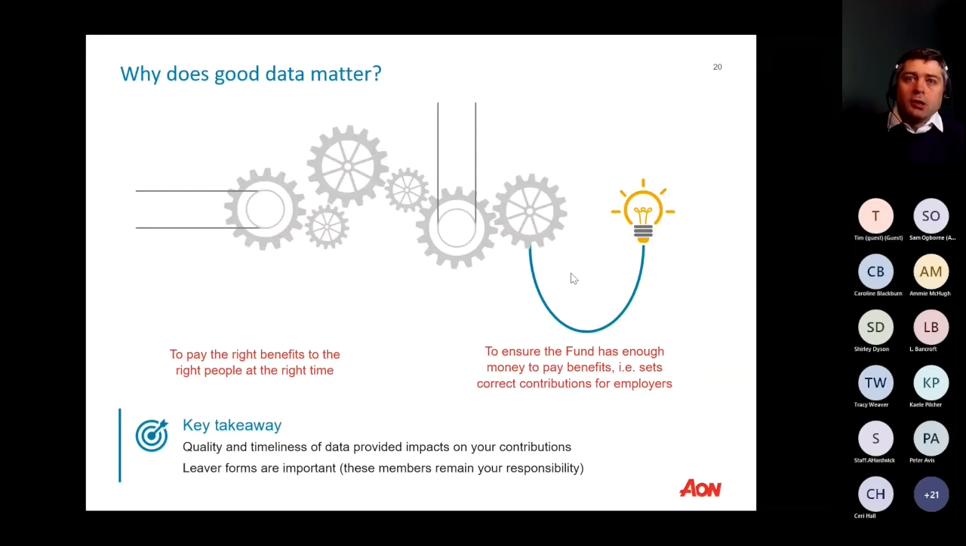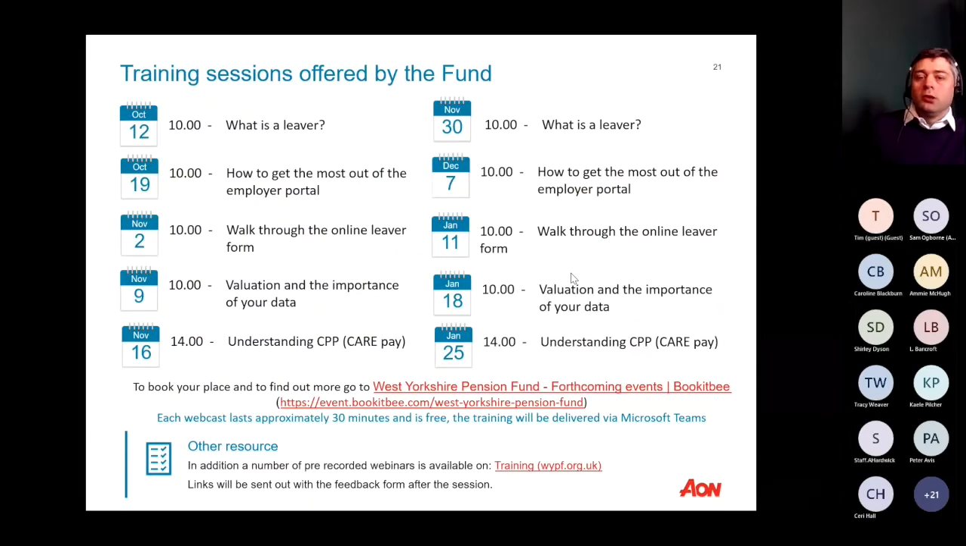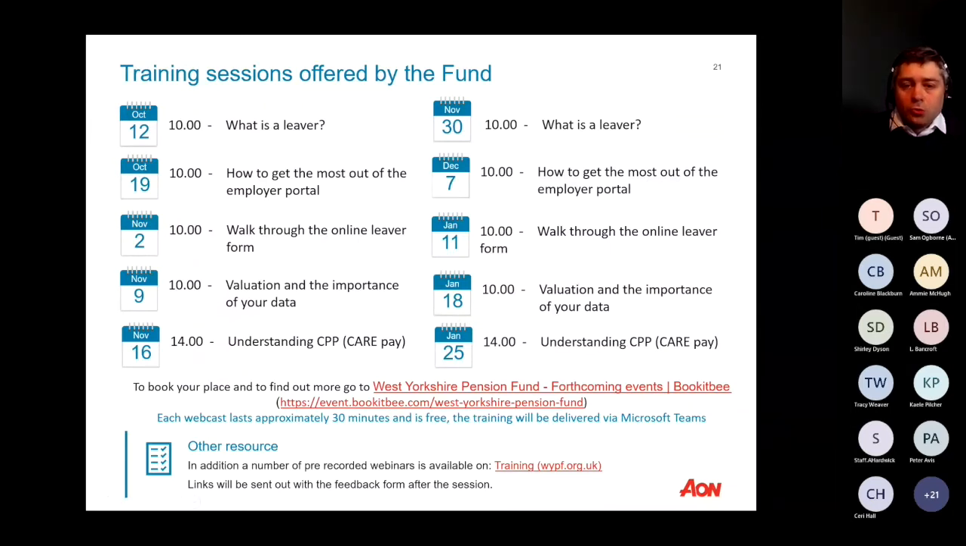If we move to the next slide, we've listed them all here to show you what's there. These are all the upcoming training sessions provided by the West Yorkshire Pension Fund. All sessions are free, and each session lasts approximately 30 minutes and can be booked via the link on the slide. In addition, there are a number of pre-recorded webinars on the fund's website, and all the links to booking the training sessions and to the pre-recorded webinars will be sent out to you with the feedback form after the session.